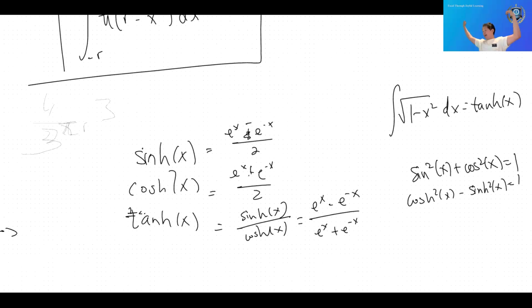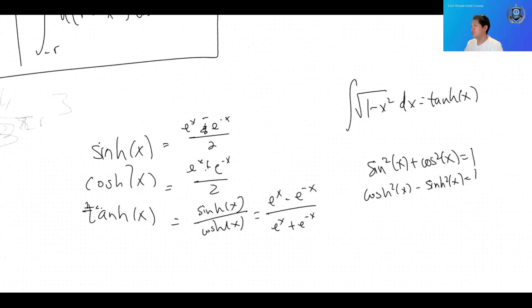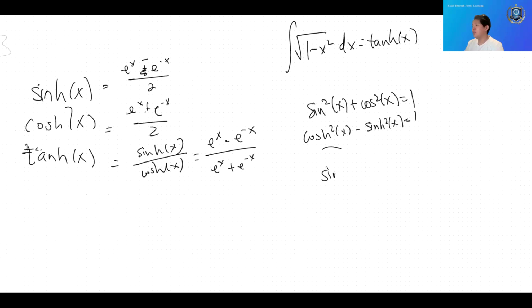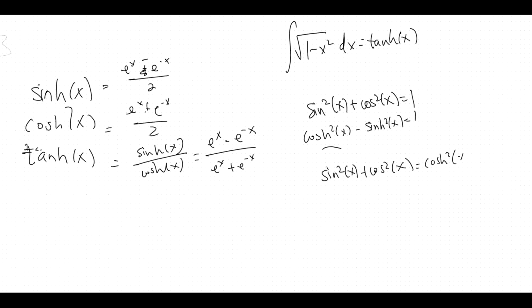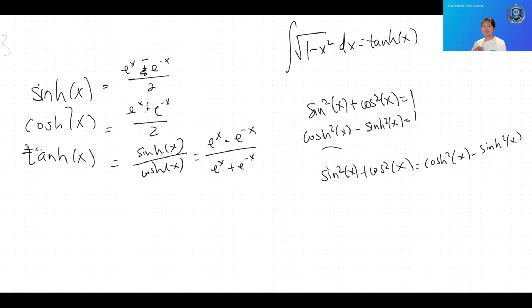So from this, you can have a very interesting relationship: if you equate these two, you get sine squared x plus cos squared x equals cosh squared x minus sinh squared x. What does the h represent? It just means it's a hyperbolic function. Ah, okay, that's why it's h. Hyperbolic. Yeah.